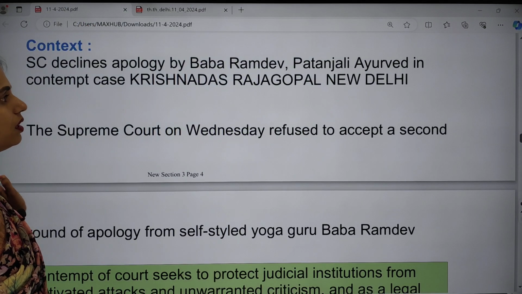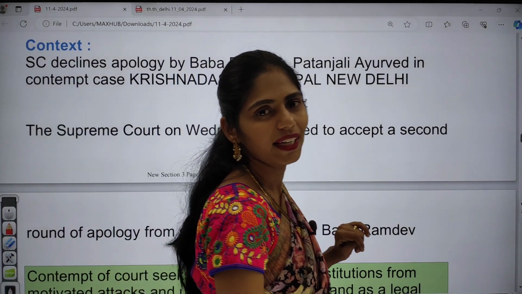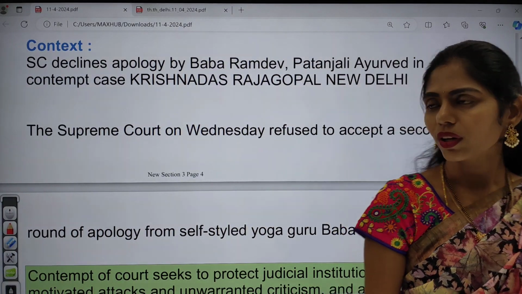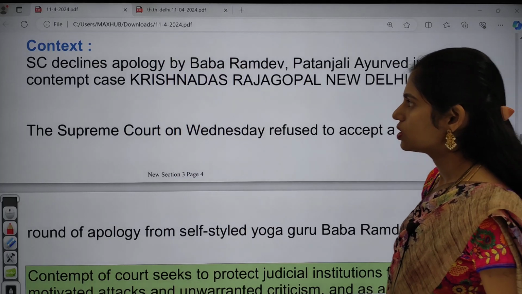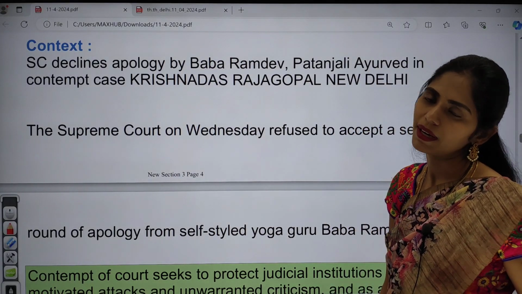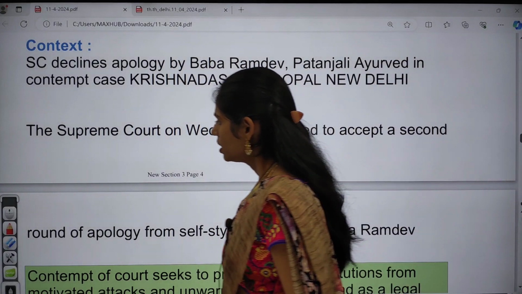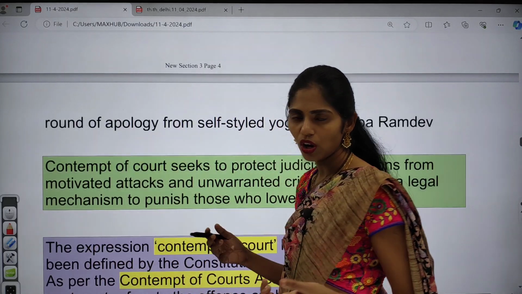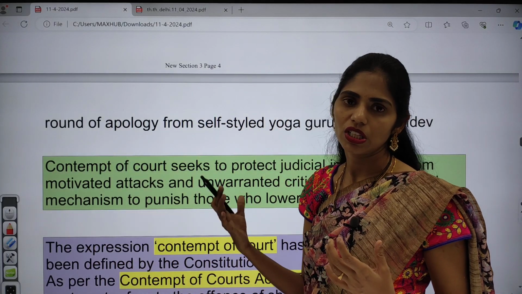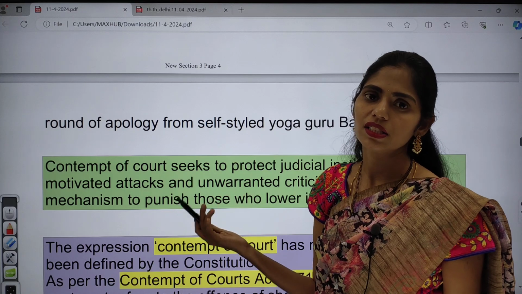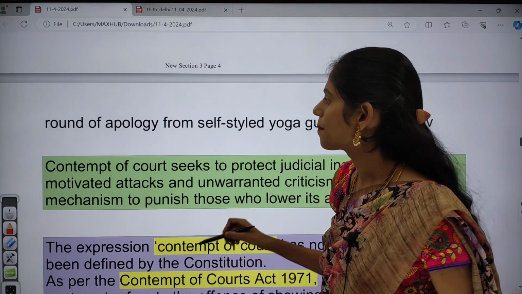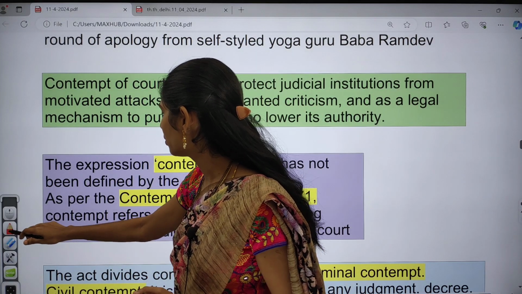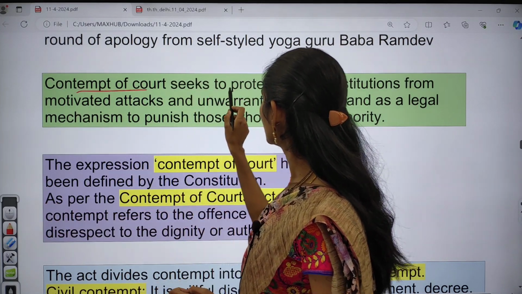Actually, what happened? The contempt of court case was filed against Baba Ramdev, who is the head of Patanjali Ayurveda. In this contempt case, Baba Ramdev offered an apology, but the Supreme Court declined his apology. We are not going to see what the case is. You already know there is a disinformation case regarding the spread of information about Ayurvedic medicine against allopathic medicine.